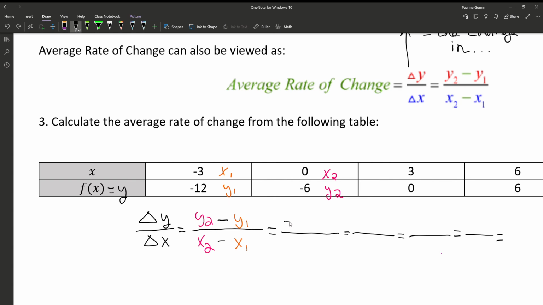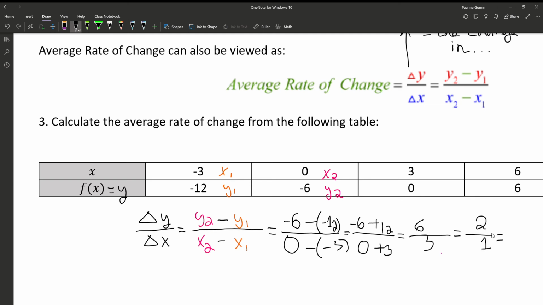Y2 is -6, so I'm going to write -6, minus y1 is -12. I'm going to put -12 in parentheses because I don't want 2 minuses in a row. x2 is 0, and x1 is -3. Let's simplify. -6 minus -12 is actually -6 plus 12. Remember, when you subtract a negative, it turns into addition. On the bottom, it becomes 0 plus 3. So we get 6 over 3, which we can reduce to 2 over 1.